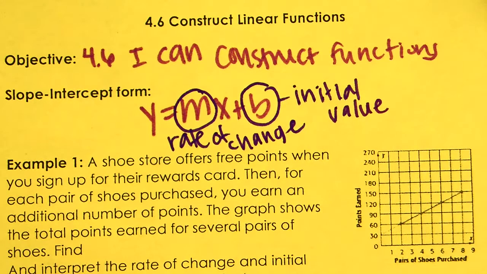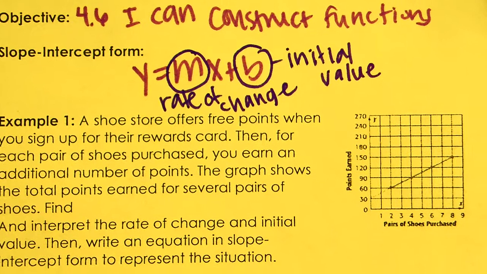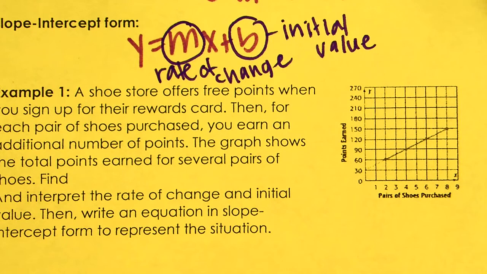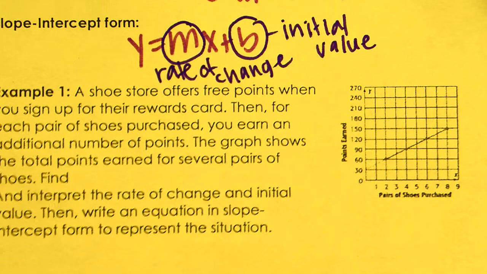So our first example says a shoe store offers free points when you sign up for their rewards card. Then for each pair of shoes purchased, you earn an additional number of points. The graph shows the total points earned for several pairs of shoes. Find and interpret the rate of change and initial value, then write an equation in slope-intercept form to represent the situation. So initial value is the same thing as the y-intercept.